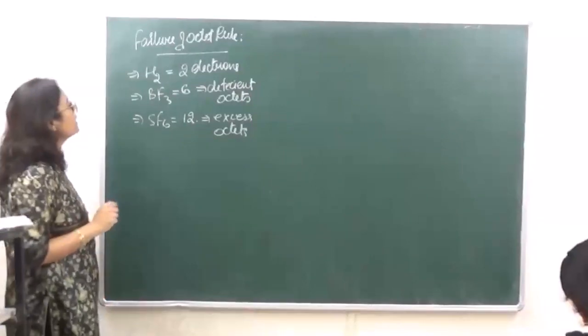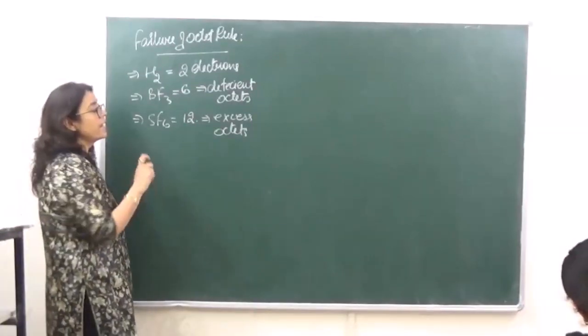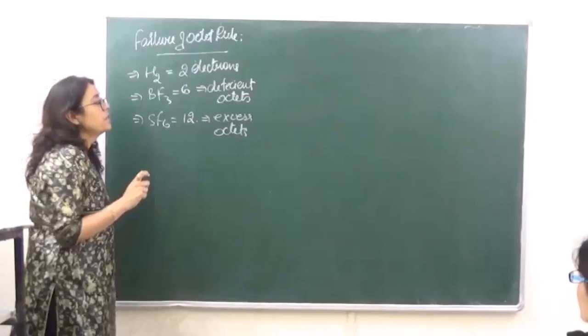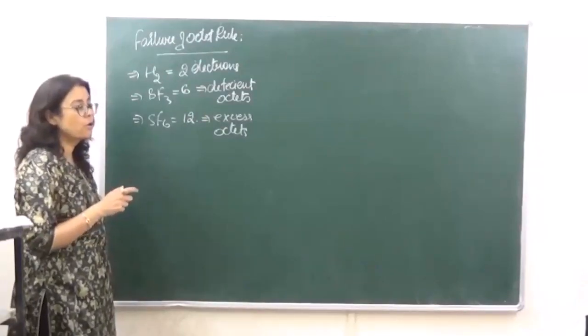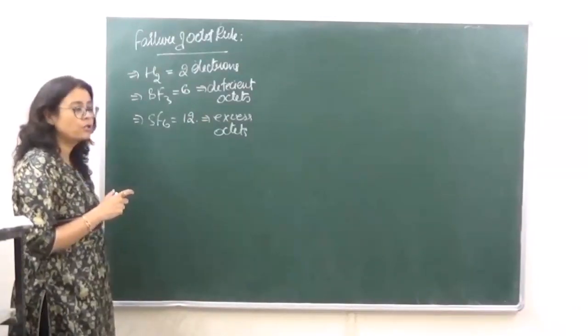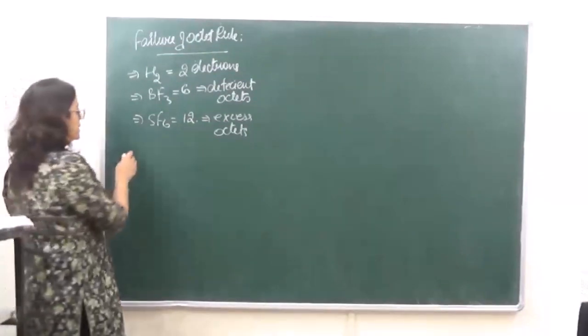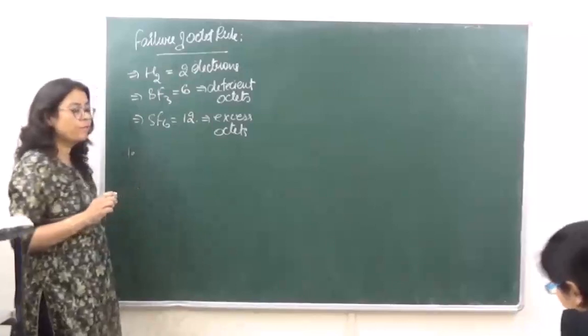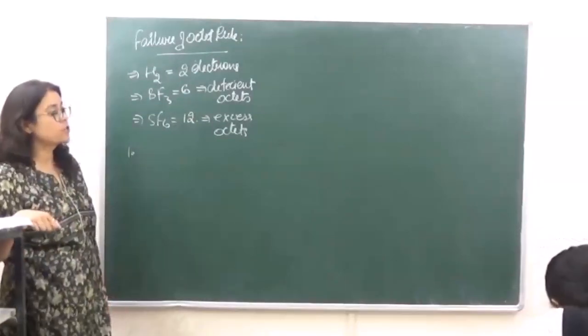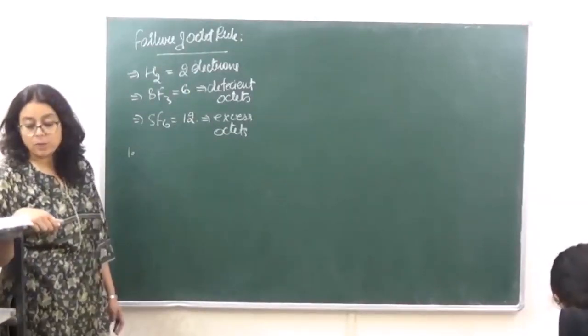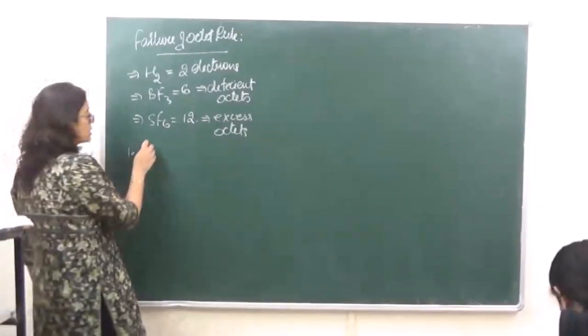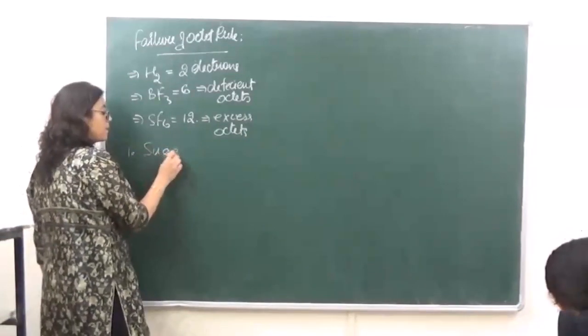So in spite of all these, we said that the molecules are formed. What was the explanation given for the formation of the bonds in spite of failure of the octet rule? There were two scientists who gave two different theories to explain the exceptions to the octet rule. The first one was Sugden's concept.